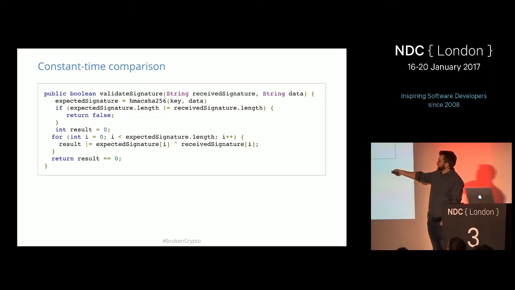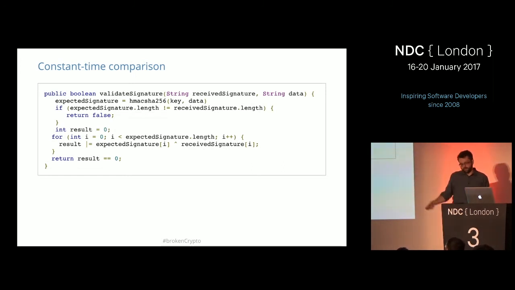Okay, so we need something called constant time comparison. So here's the XOR, and we're doing some OR stuff here. And you don't have to understand this. It's just the way it ensures that the JIT won't come in and mess things up.